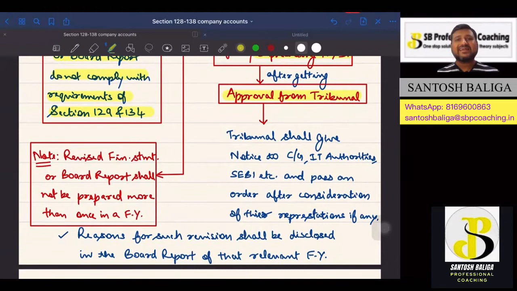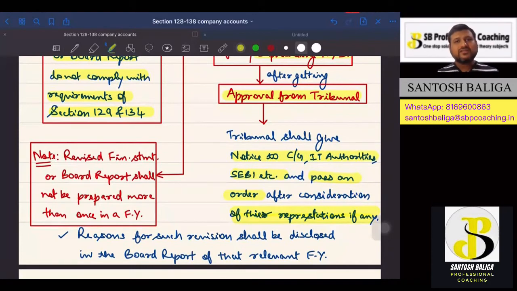Now, the process with the tribunal is nearly the same as it was with section 130. After receipt of the application from the company's directors, the tribunal shall give a notice to the central government, income tax authorities, and SEBI, and only on considering their representations shall the tribunal pass an order. And if the order grants the revision, the company's directors can revise the financial statement or board report.